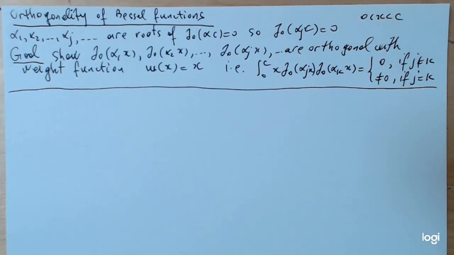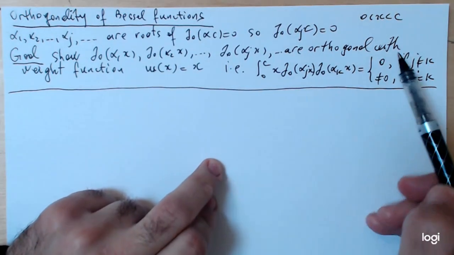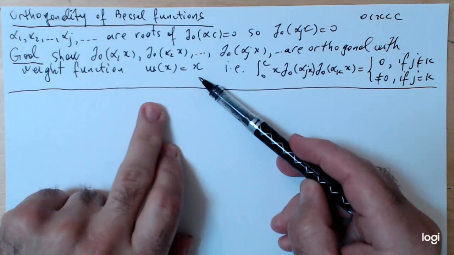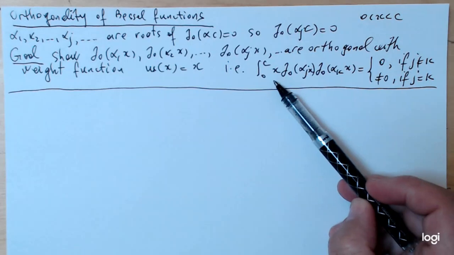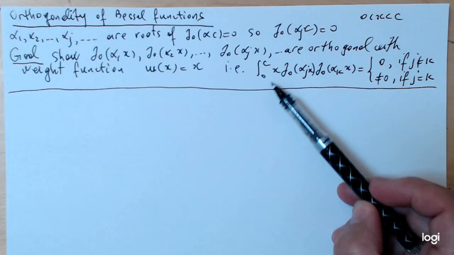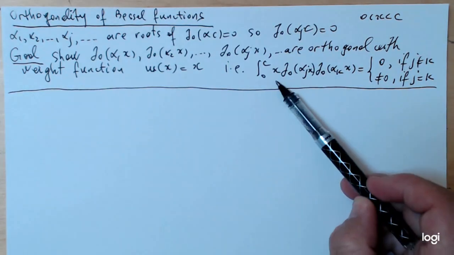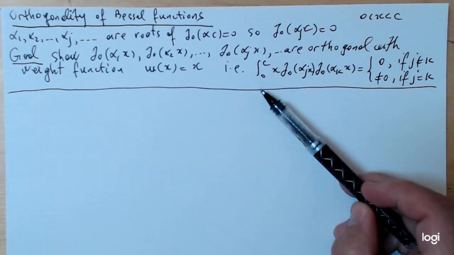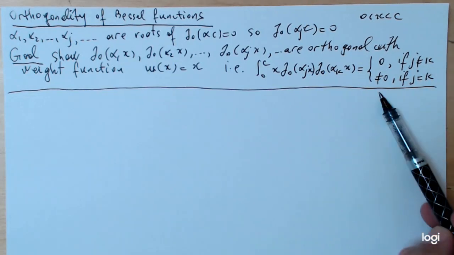The goal is to show that J0(alpha 1 x), J0(alpha 2 x), and so on, which essentially are the eigenfunctions, are orthogonal with the weight function x. They are not going to be orthogonal by themselves. They are orthogonal via a weight function, which means, to recall the definition, that if we integrate the product of any two of them times x over the interval 0 to c, the integral is 0 if j is not equal to k, and not equal to 0 if j equals k.